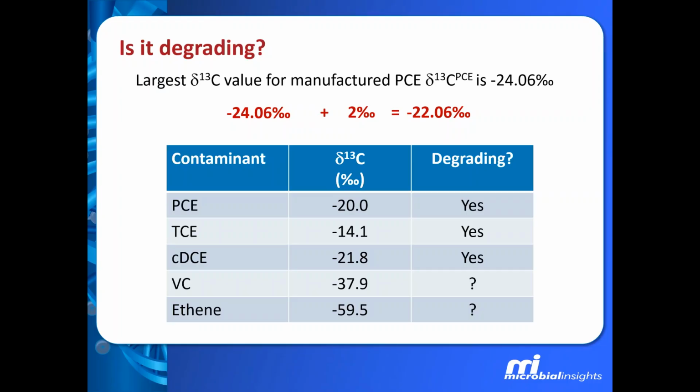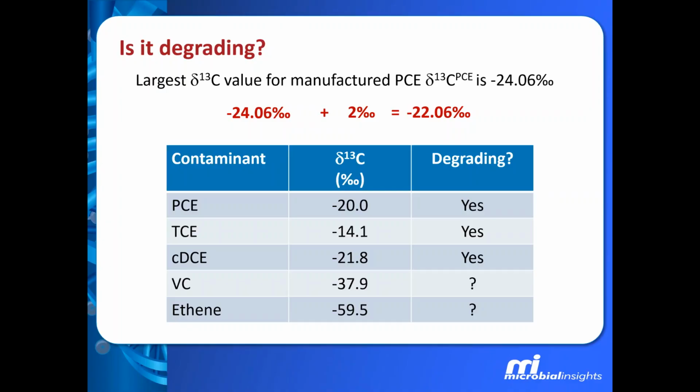So we had a value of minus 20 for PCE. Is it biodegrading? Yes. How about the TCE at minus 14.1? Remember, we're comparing it back to the original parent compound. That has a higher del 13C value than 22.06, in other words, less negative. So yes, the TCE is definitely biodegrading. The same can be said about DCE.